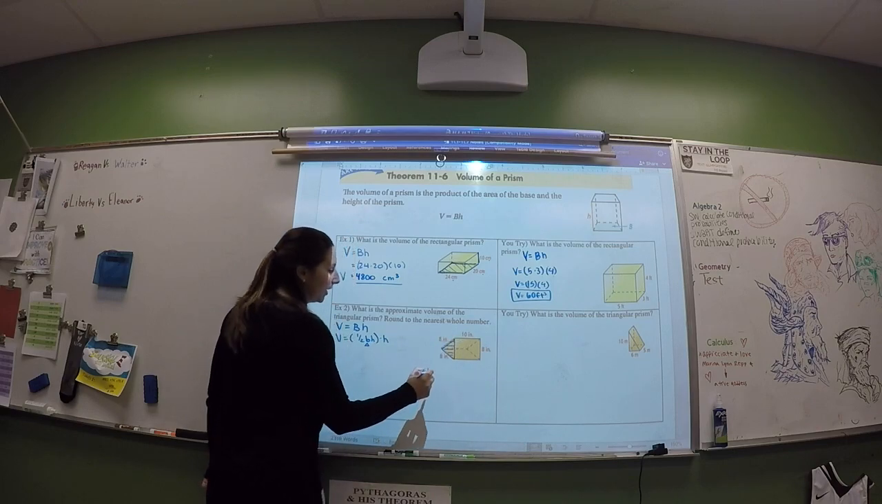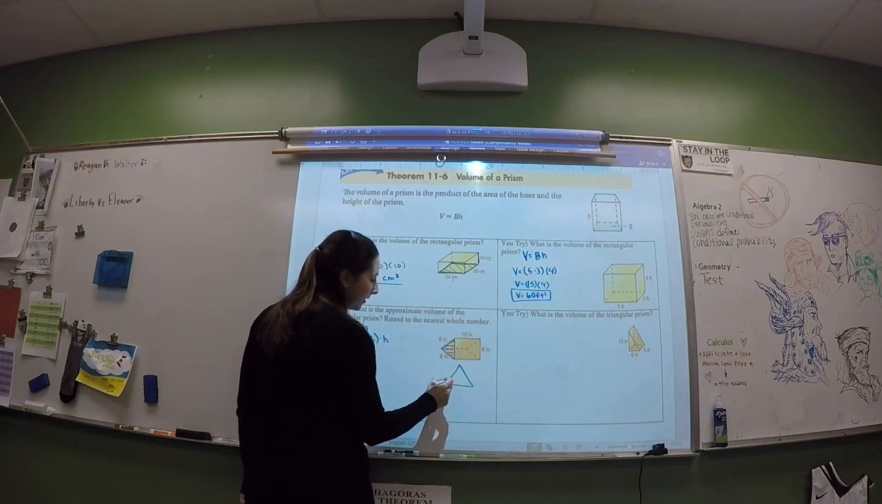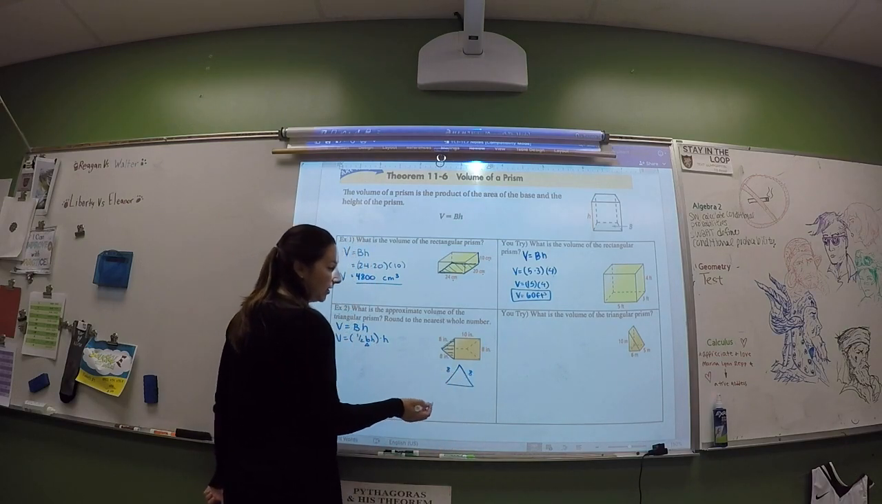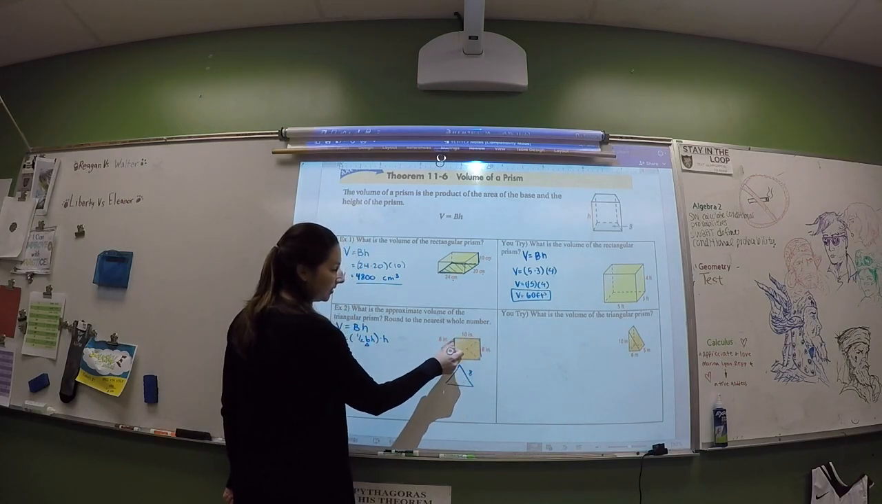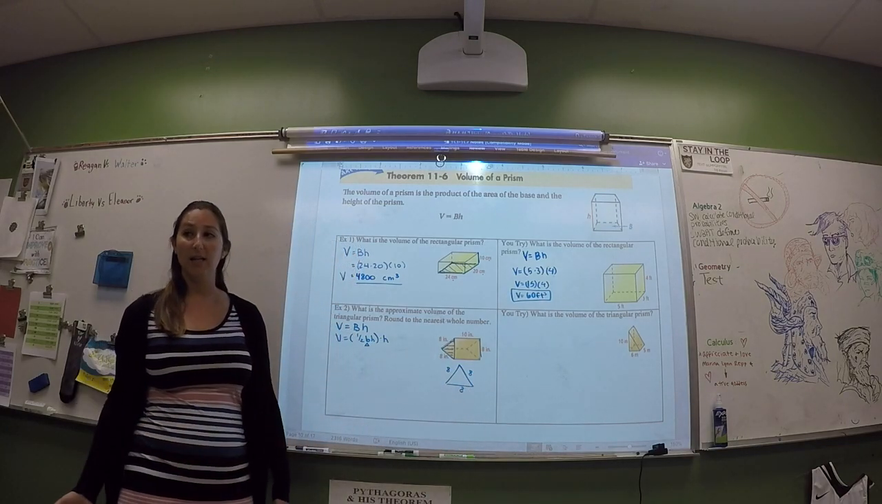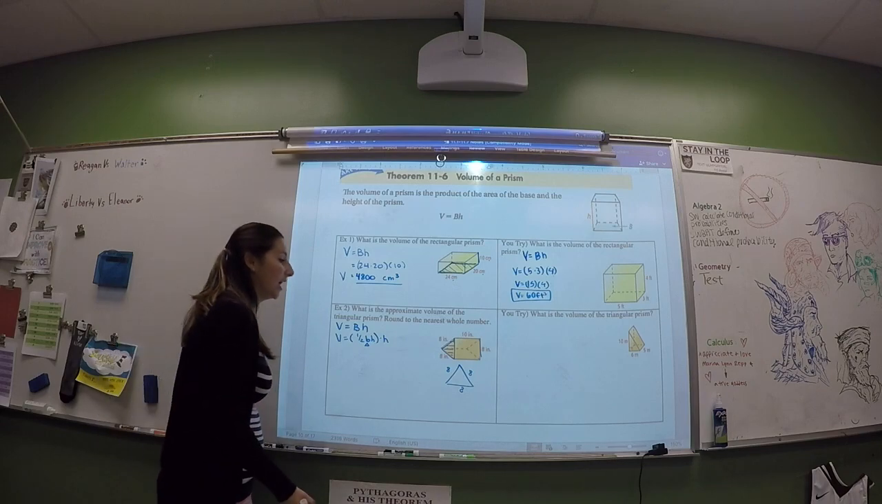I'm gonna redraw this triangle here. If this is 8 and this is 8, and we need 1/2 base times height, we also have this is 8. So it's an equilateral triangle. We don't have the height, okay? So we might need to find the height.